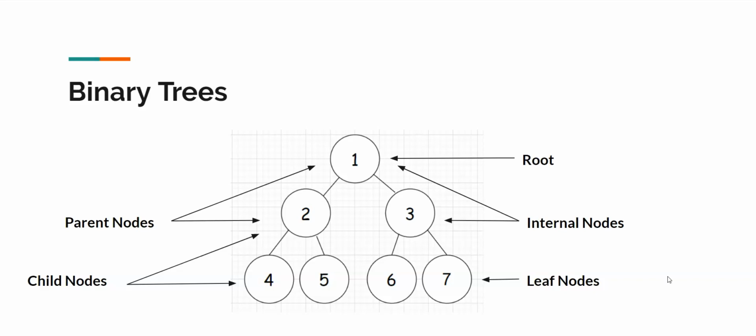Now, binary trees are trees where the nodes can only have at most two children. So you see in this example, the root only has two children, the internal nodes only have two children, and those leaf nodes, if they were to have children, can only have up to two as well. So now that we've covered the basics, let's go over our different ways of traversing a tree.